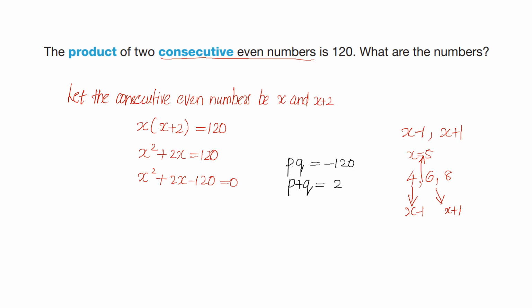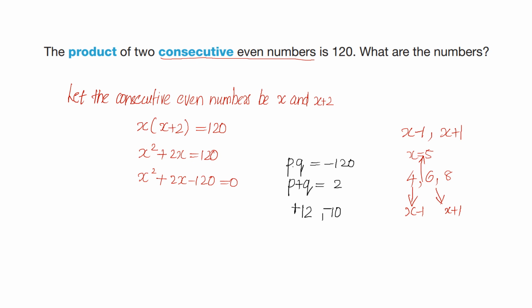We are looking for factors of 120, since the product is 120. Okay, so what if I take 12 and 10? If it is 12 and 10, the difference is 2, right? One number should be positive and one number should be negative. So what will be positive and what will be negative? Since the sum is positive, the highest number should be positive and the lower number should be negative, so that if you take the sum, you'll get 2 and the product is minus 120.